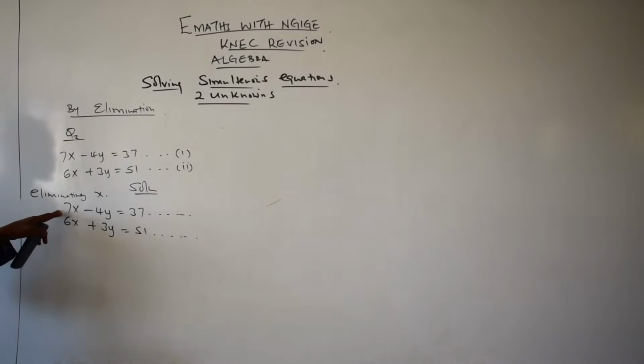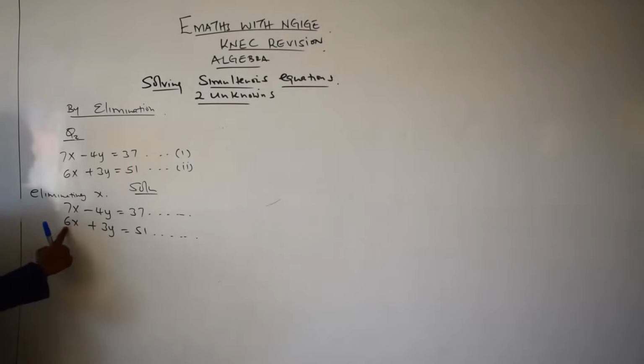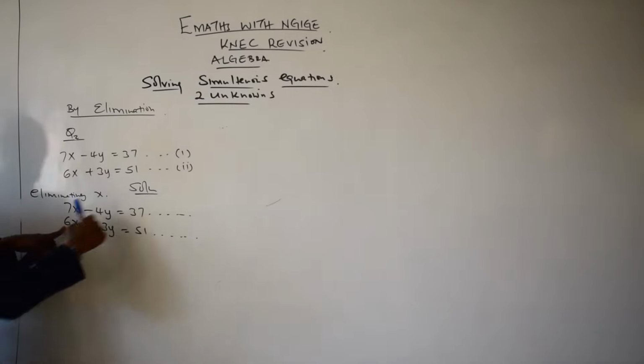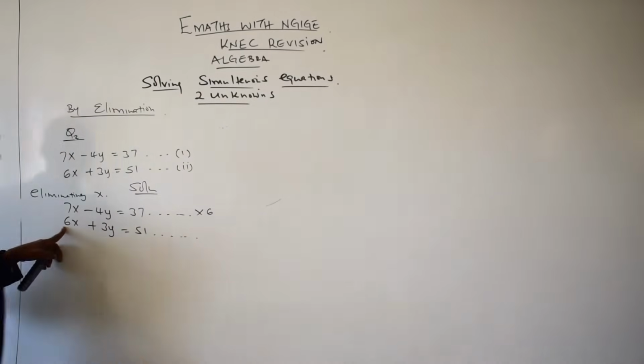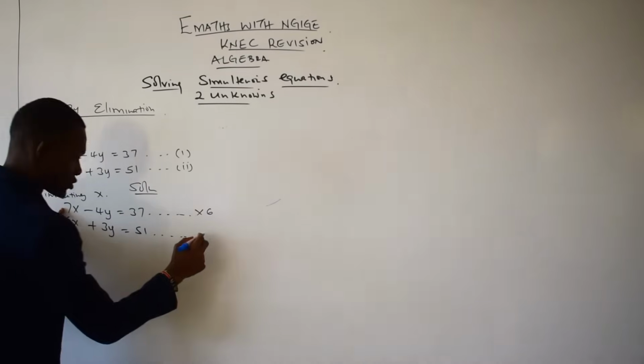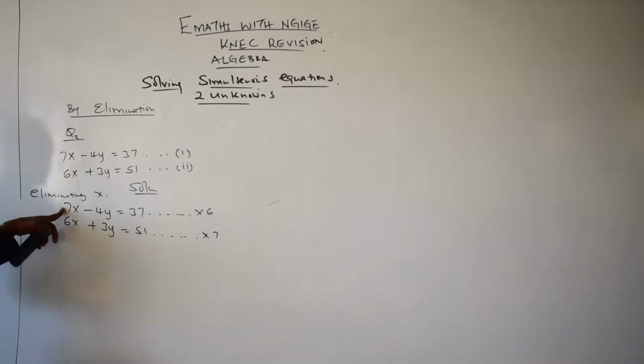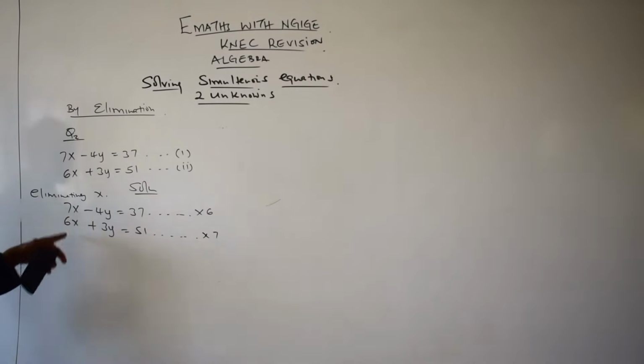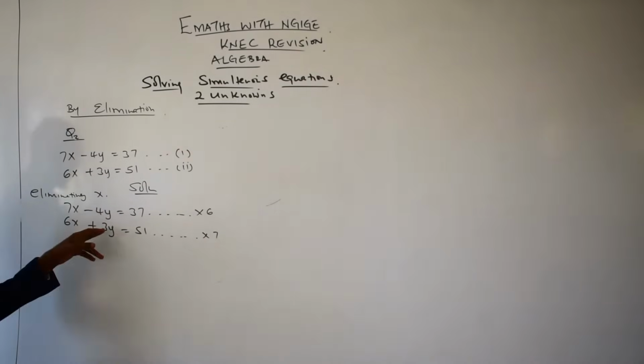in the first equation, we shall multiply by the coefficient of x in the second equation. So in this first equation, we shall multiply by 6. Then in the second equation, we multiply by 7. This will enable us to make these terms the same. If you wanted to eliminate y, you would multiply the second equation by 4 and the first equation by 3.